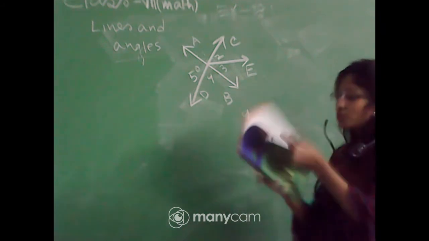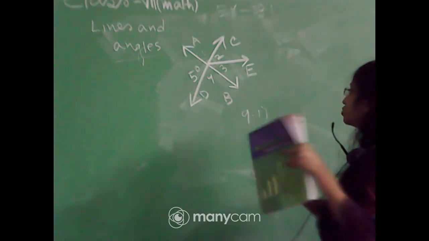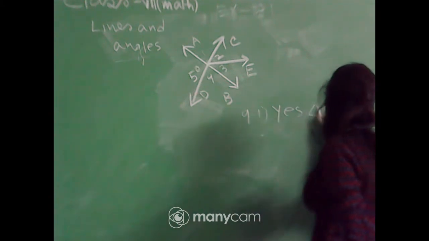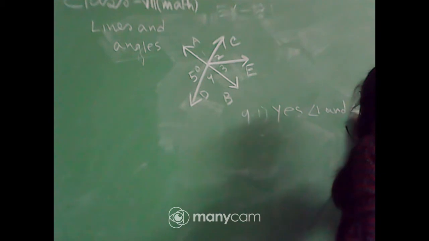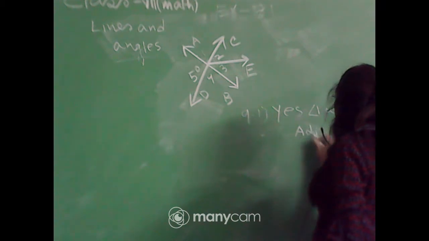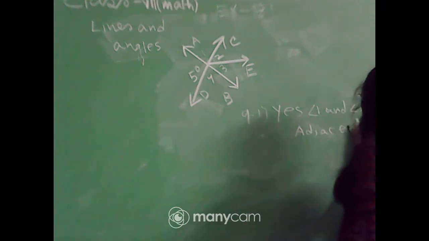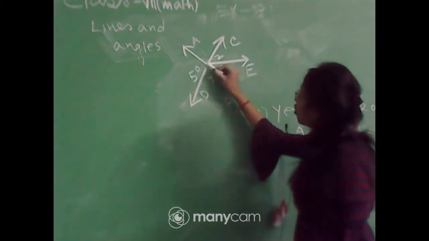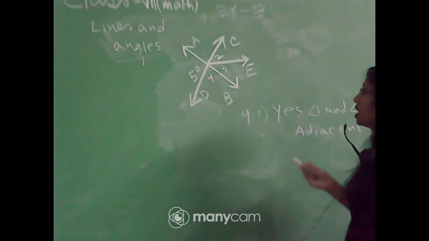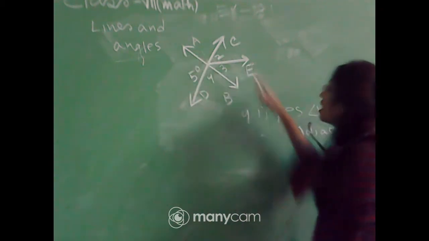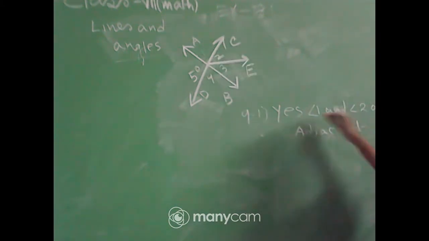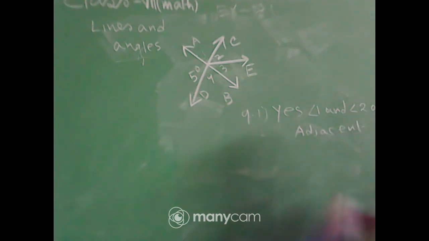Is angle 1 adjacent to angle 2? Yes, angle 1 and angle 2 are adjacent because they have the common vertex O, common arm OC, and the non-common arms OA and OE are on either side of the common arm OC. Therefore, angle 1 and angle 2 are adjacent.